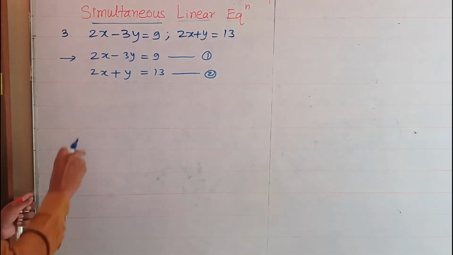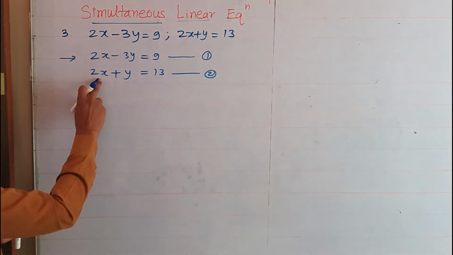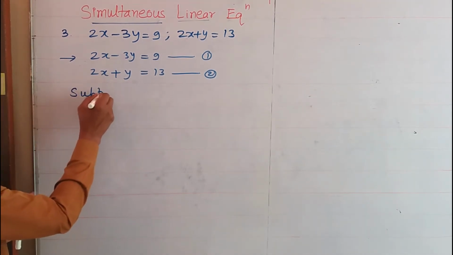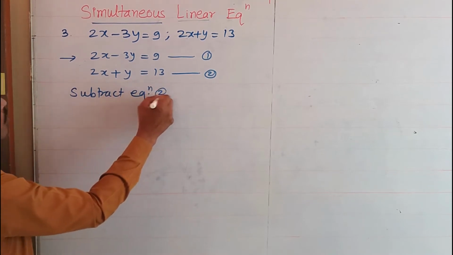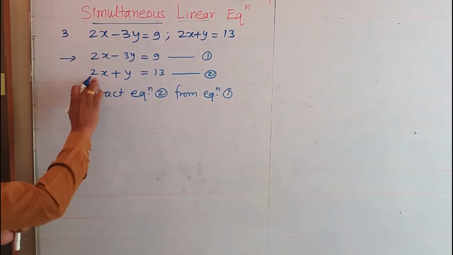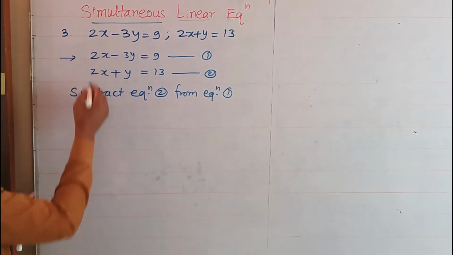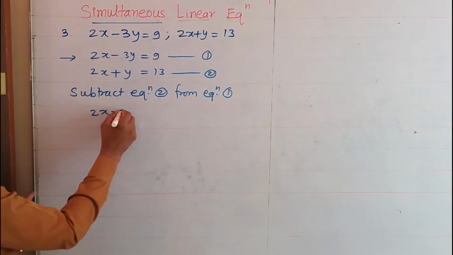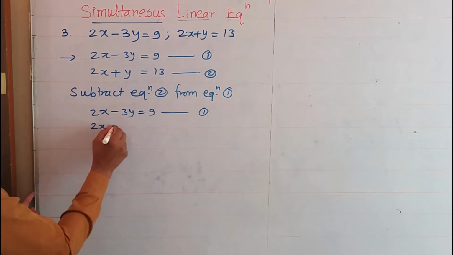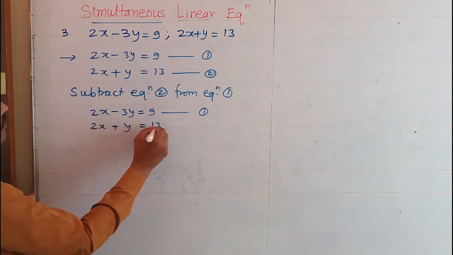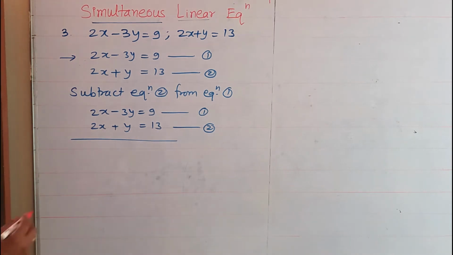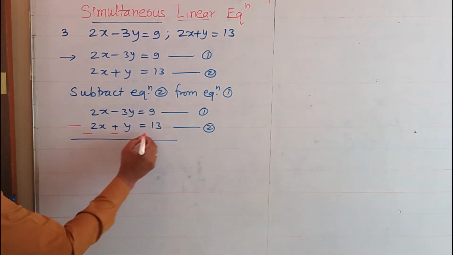So in this example, the coefficients of the variable x are equal, so by subtracting equation 2 from equation 1, we can eliminate the term having the variable x. So write down the equations once again. 2x minus 3y is equal to 9, equation number 1. 2x plus y is equal to 13, equation number 2. While subtracting, change the sign of all terms of the second equation.